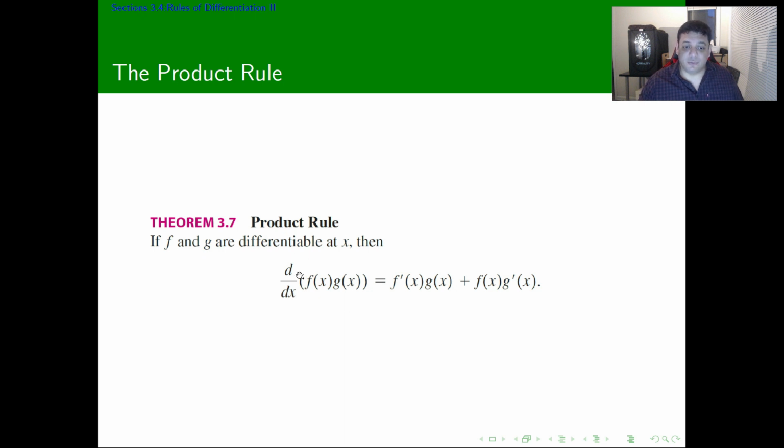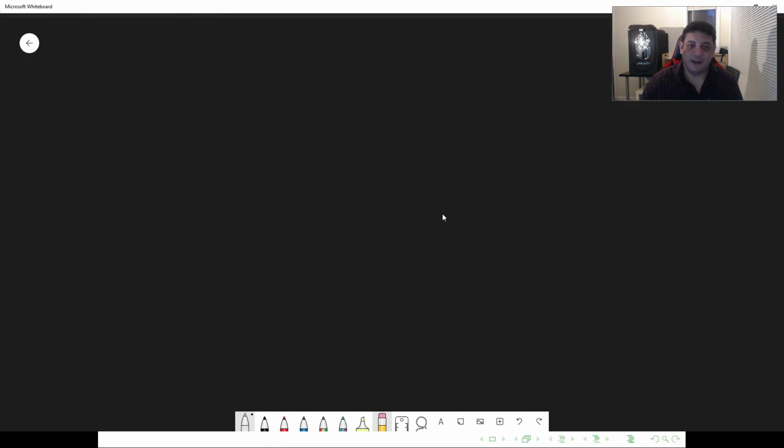When we have the derivative of the product of two functions, this is going to be equal to the derivative of the first function times the second function without taking any derivatives, plus the first function without derivatives times the derivative of the second function. Now, that's the product rule. So let's do a quick example of this.